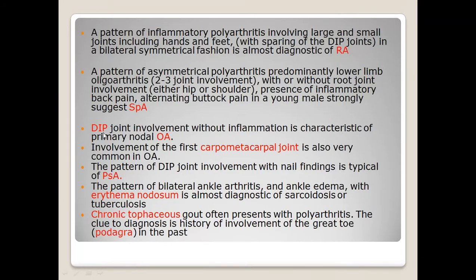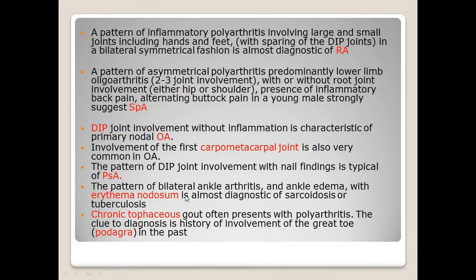Whereas the distal interphalangeal joint involvement without inflammation is characteristic of osteoarthritis. Here you can remember 2 points. Sparing of the distal interphalangeal joint is seen in rheumatoid arthritis, whereas the distal interphalangeal joint involvement without inflammation is characteristic of osteoarthritis. And the involvement of the first carpometacarpal joint is also very common in osteoarthritis.